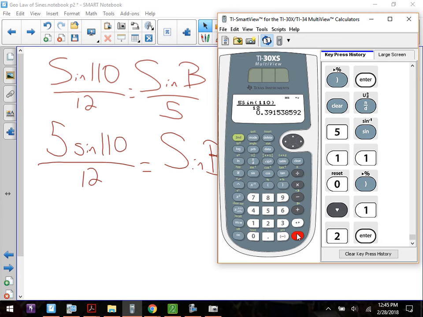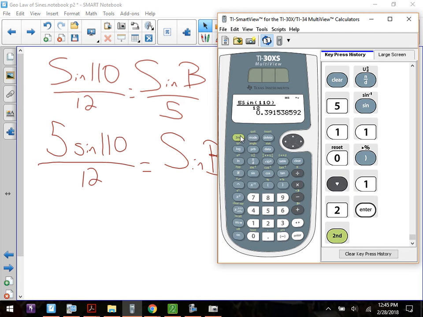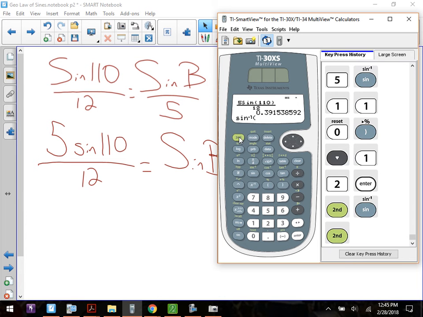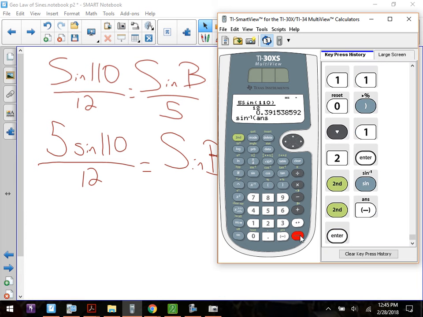I get some crummy decimal. That crummy decimal equals the sine of an angle. How do I find the angle? Inverse it. Very good. So I inverse my sine, inverse sine of my answer. I get 23.05 for angle B. You okay with that? You get that one right? By moving those around?